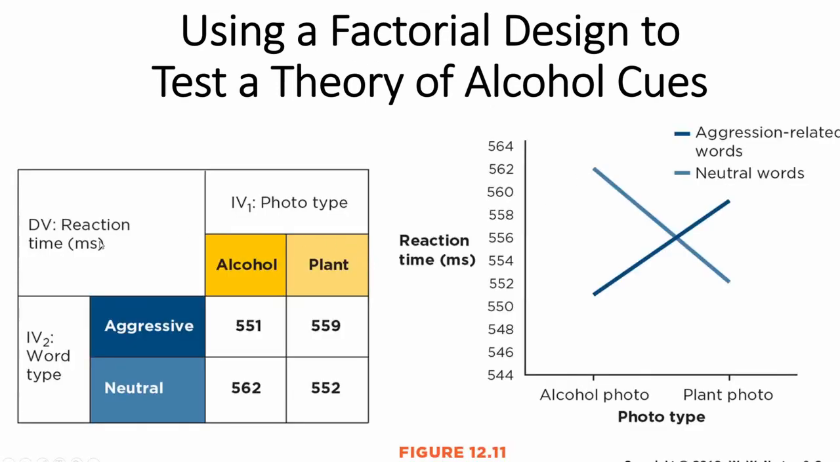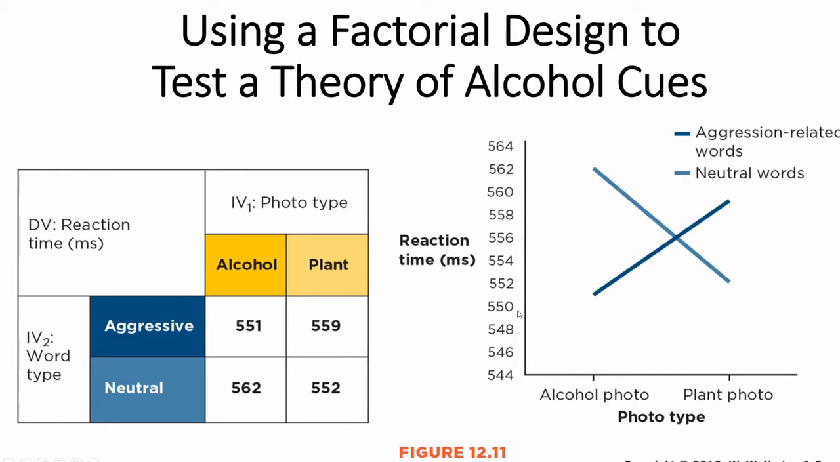If we hop to the next slide, we have this same setup, but this time with their actual reaction times inserted into the cells. And yet again, I'm not a huge fan of the written explanation. I'd much rather look at a graph to show me those relationships. So here we have our reaction time, our dependent variable, on the y-axis again. On the bottom, we have photo type as one of our independent variables, alcohol photo versus plant photo. And up here we have aggression-related words as the darker line and neutral words as the lighter line.